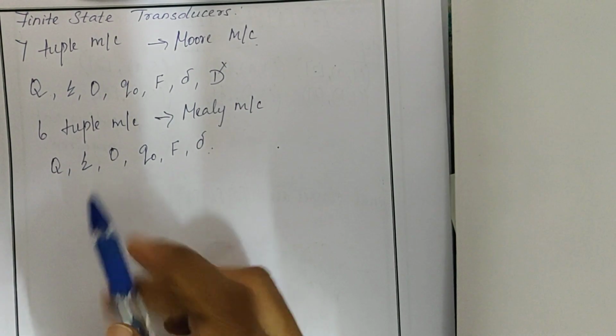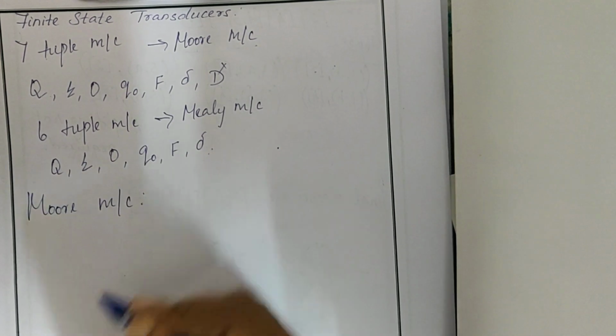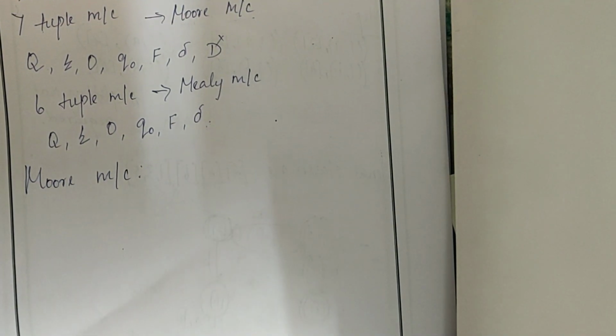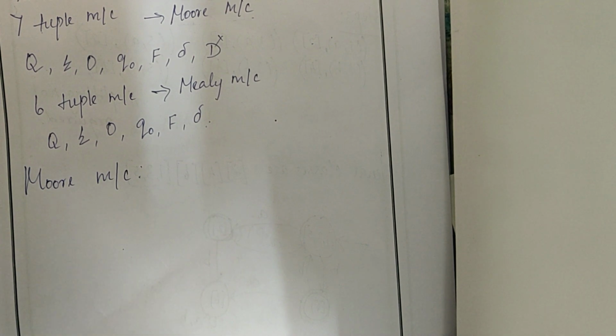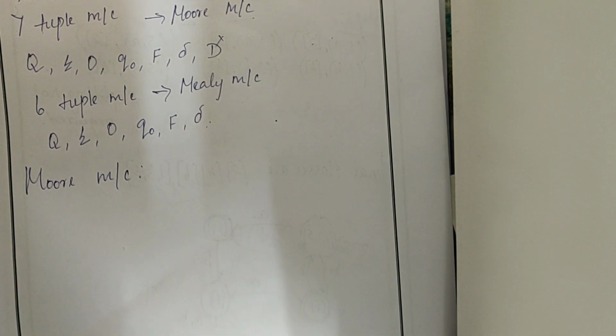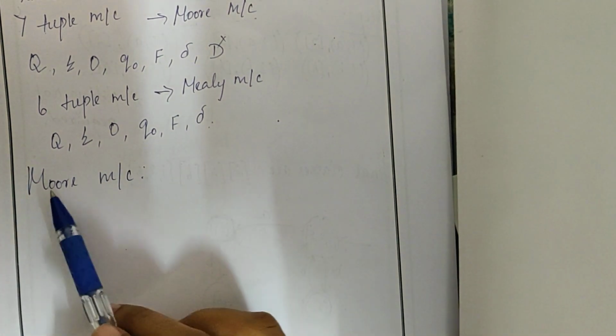First I'll consider my Moore machine. Suppose I want to design a traffic light. I want to simulate a traffic light. As you all know, a traffic light means I'll have a green light for some period of time, then a yellow light for some period of time, and at last a red signal for some period of time. I want to simulate this traffic signal using my Moore machine.